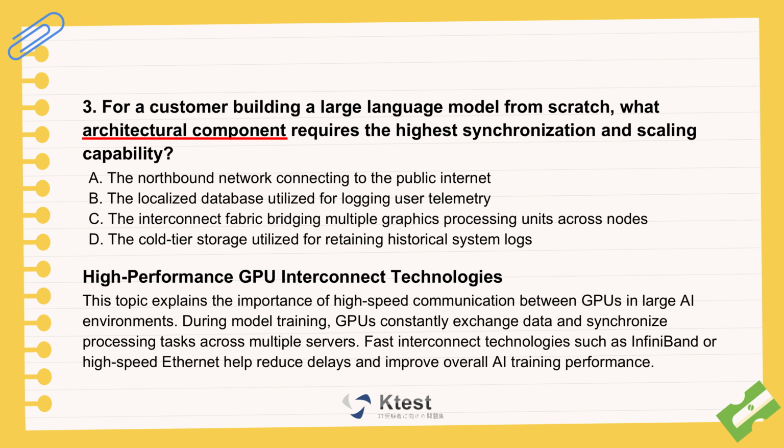The 4 options are A, the northbound network connecting to the public internet. B, the localized database utilized for logging user telemetry. C, the interconnect fabric bridging multiple graphics processing units across nodes. D, the cold tier storage utilized for retaining historical system logs.